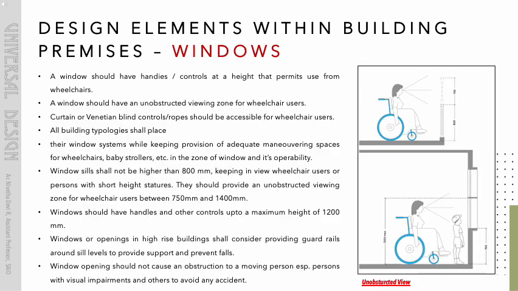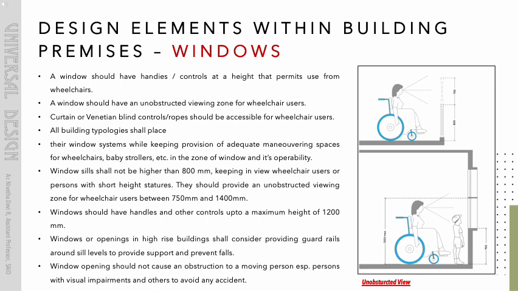Windows. A window should have handles and controls at a height that permits use from wheelchairs. A window should have an unobstructed viewing zone for wheelchair users. Curtain or Venetian blind controls and ropes should be accessible for wheelchair users. All building typologies shall place their window systems while keeping provision of adequate maneuvering spaces for wheelchairs, baby strollers, etc. in the zone of window and its operability.